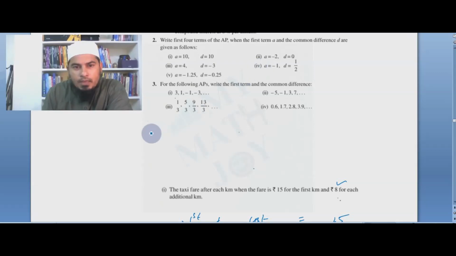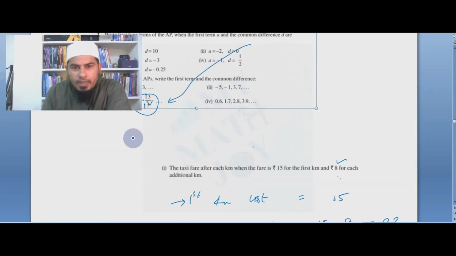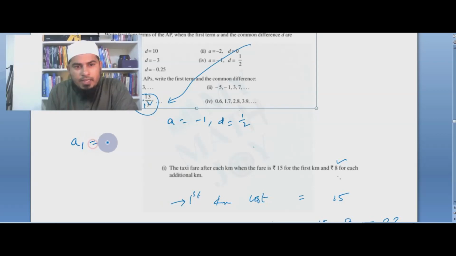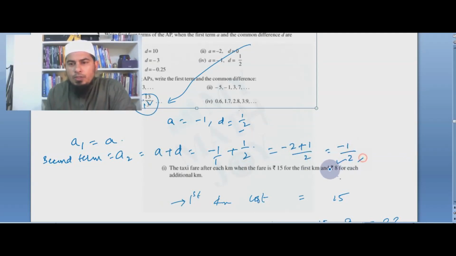Let us take one question, the fourth one, and write it here. A is -1, D is 1/2. Can you tell me what the first term will be? The first term is A itself. What will be the second term? The second term is A2, given by A plus D. A is -1, D is 1/2. If you simplify this, you'll get -2 plus 1 over 2, that is -1/2.